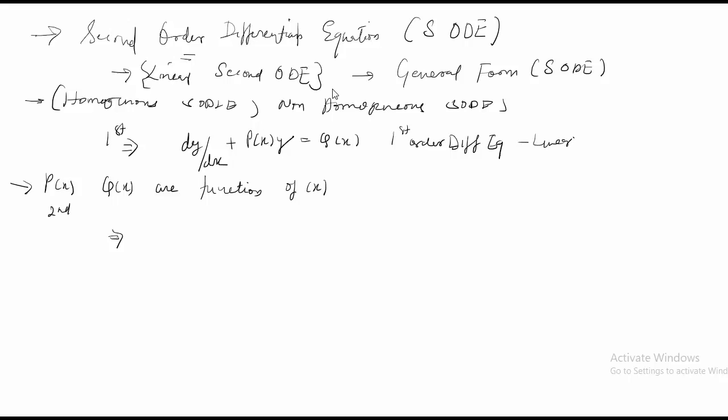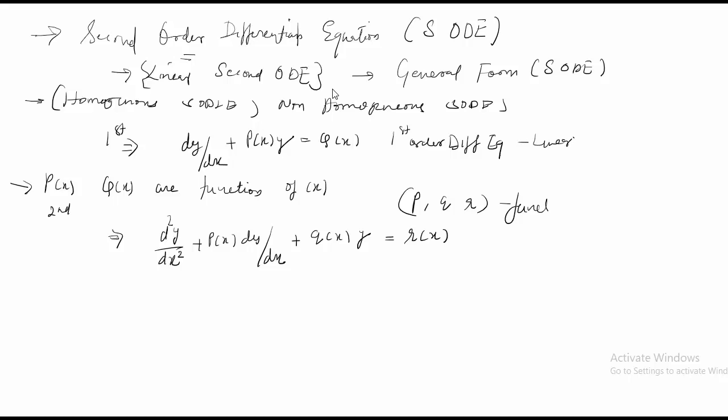Now the next thing is, when you are talking about second order differential equations, these are the equations which can be written in the form of d square y upon dx square plus p of x into dy by dx plus q of x into y is equal to r of x, where p, q and r are functions of x.